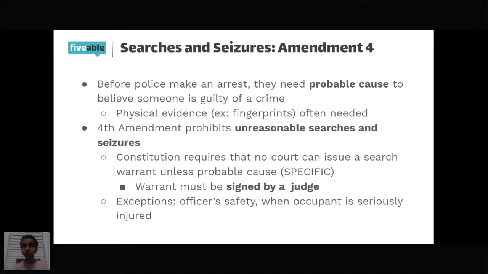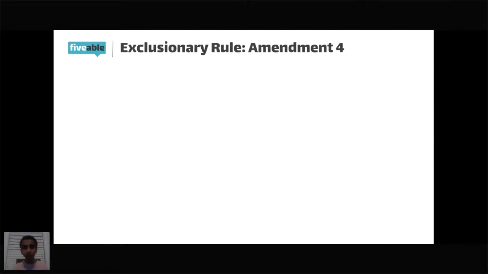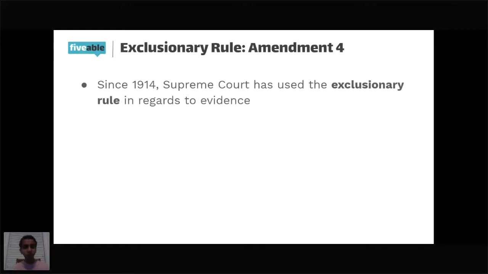So like we discussed before, public safety is generally where there's always exceptions to these amendments. However, in general, we do know that the Fourth Amendment prohibits unreasonable searches and seizures. The other thing that I want to emphasize with Amendment 4 that will probably be on your AP exam is the exclusionary rule.